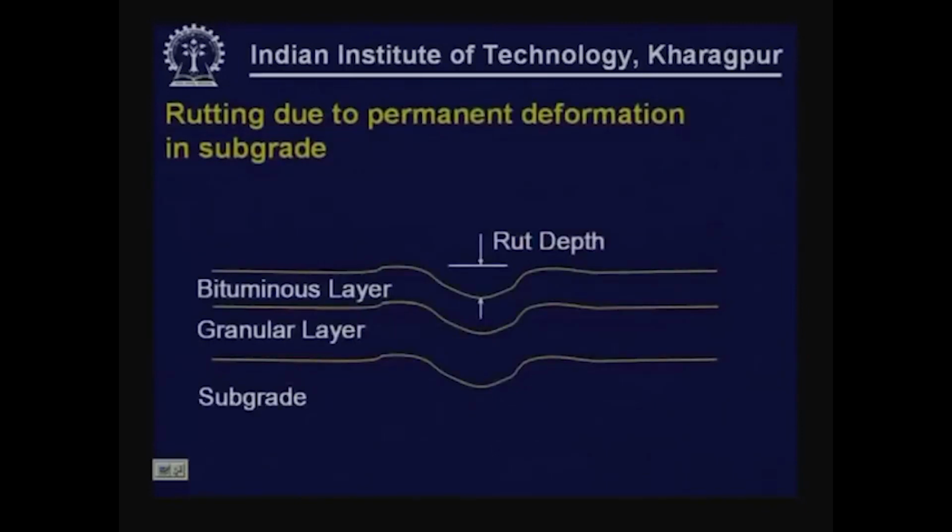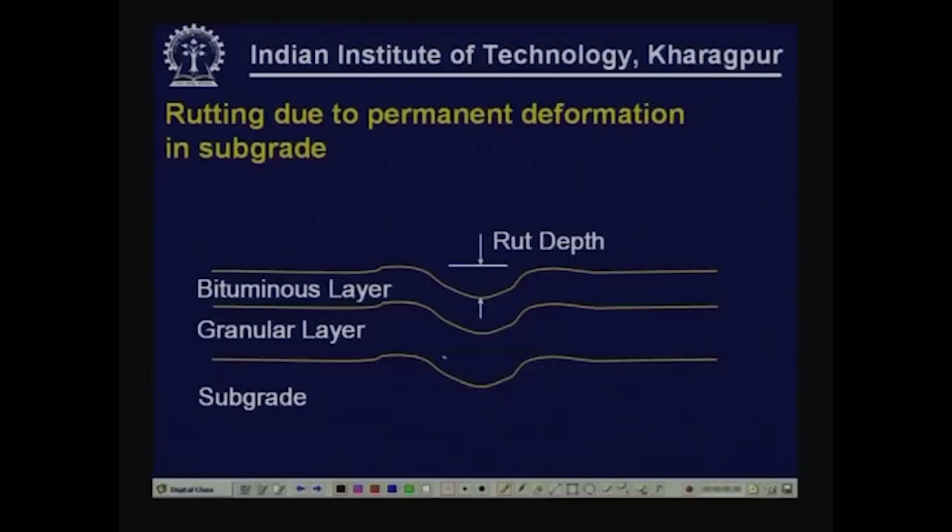This sketch here illustrates the rutting that is occurring because of permanent deformation in the subgrade layer. So, this amount of rutting or permanent deformation occurring in the subgrade layer is getting reflected in all the subsequent layers and obviously on the surface. So, the difference in these two levels can be measured at the surface as rut depth.